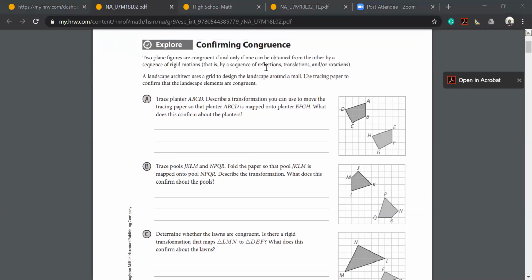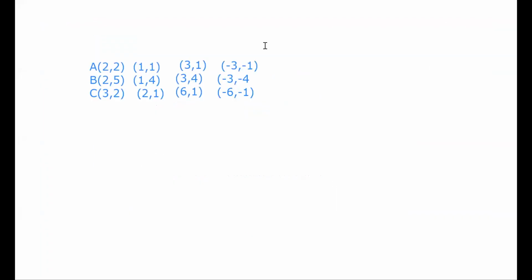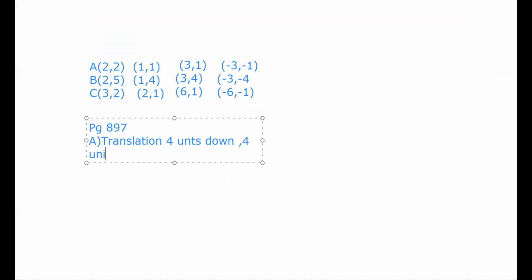In question A, you have to write, this is page 897. Question A is translation 4 units down and 4 units right. Okay. Let's go and see question B.